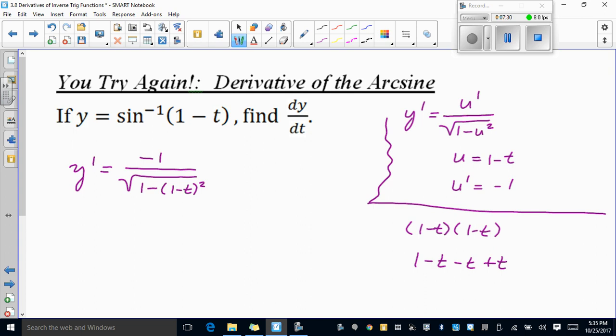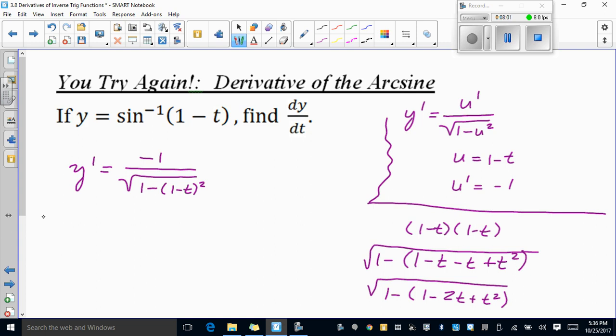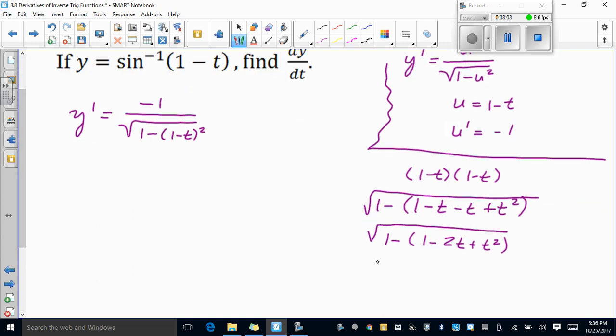Now you can clean this up. So I have under the radical 1 minus, I'm going to go ahead and distribute the negative as well. No, we'll wait. 1 minus, I have 2 t's there, so 2t plus t squared. Now we'll distribute the negative through. So I get 1 minus 1 plus 2t minus t squared. So in the end, under the radical, these two cancel out, and we're left with 2t minus t squared.